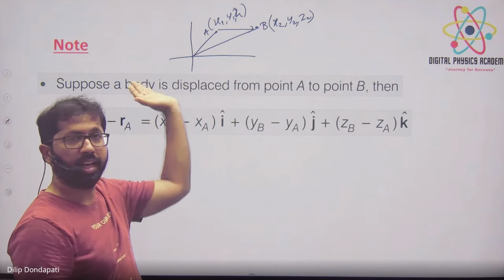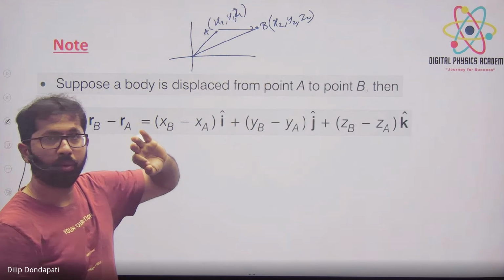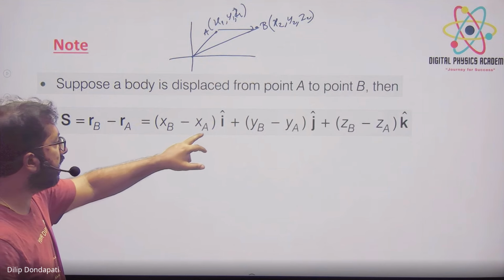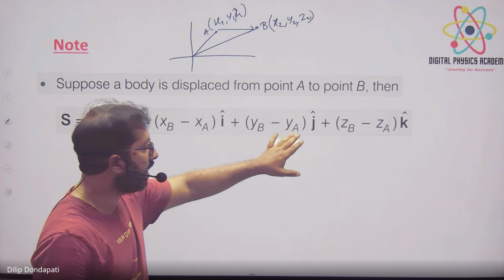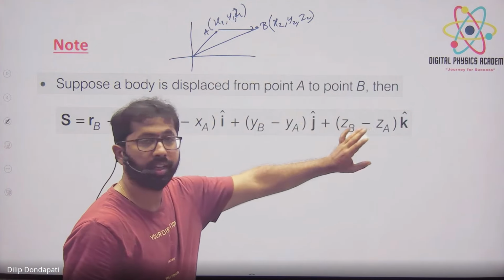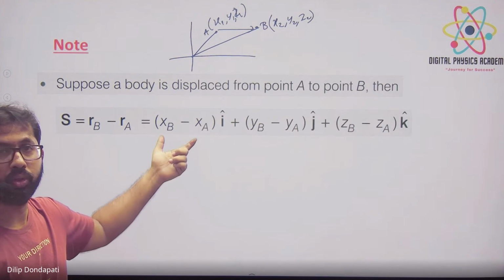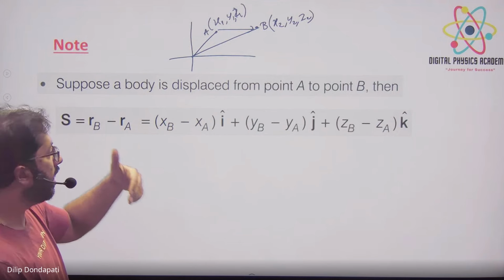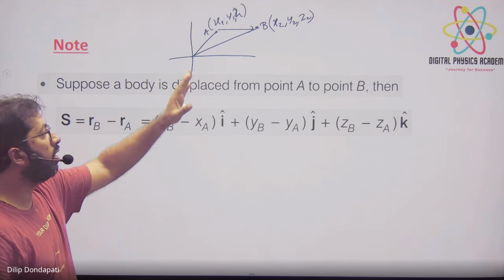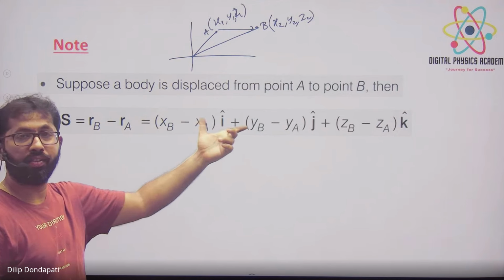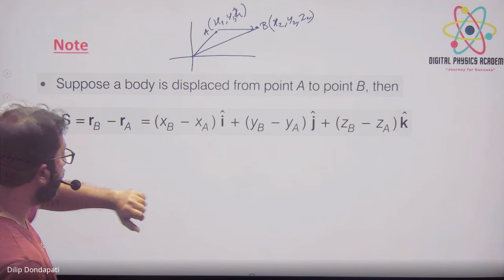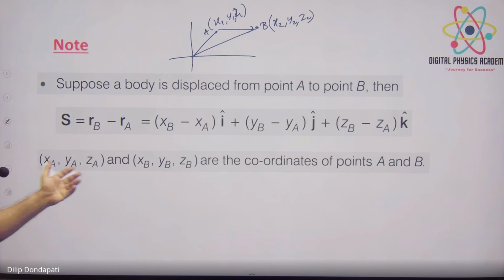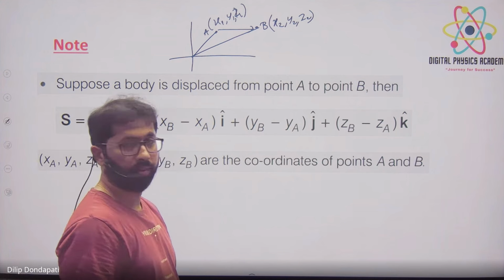Final minus initial, for each and every component, right. So xb minus xa i cap, yb minus ya j cap, zb minus za k cap. So to get displacement, see, force dot displacement, right? To get this displacement in vector form you have to do final minus initial, we do this in vectors, right. Okay, and these are the coordinates of the points A and B.